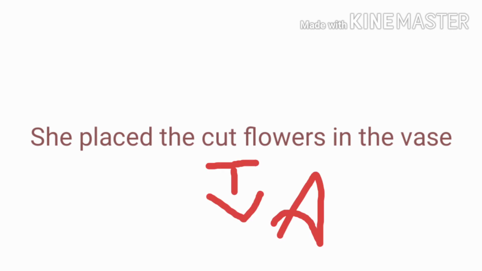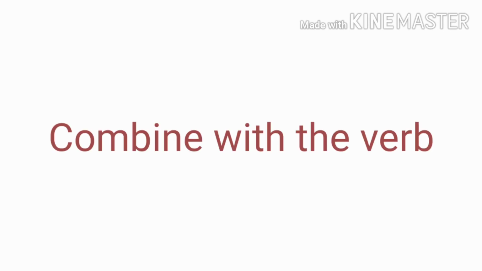So here, she placed the cut flowers in the vase. She placed the cut flowers in the vase. So here, cut modifies what? Cut modifies flowers. Clear? Did you understand? And then next example I will also give you. The past participles can also combine with the verb to be to create passive forms of verbs.